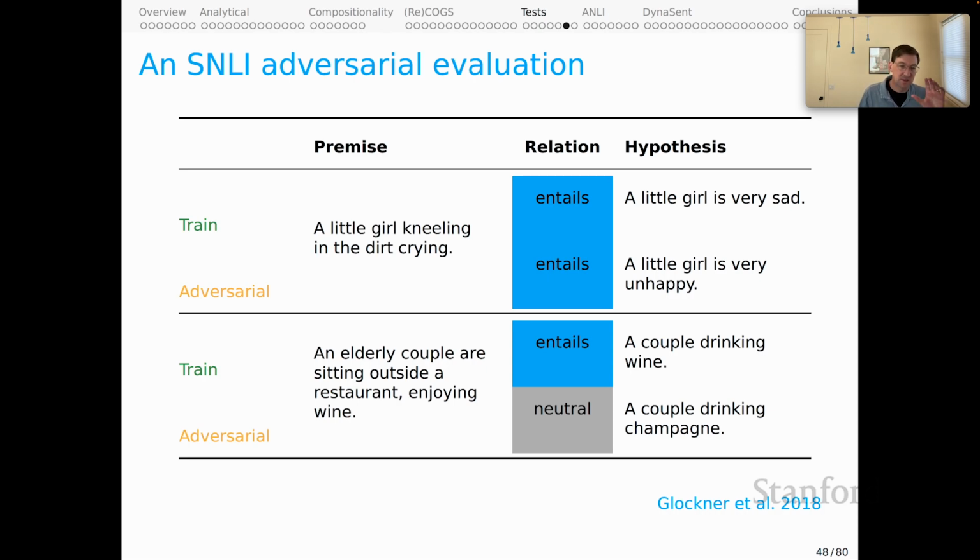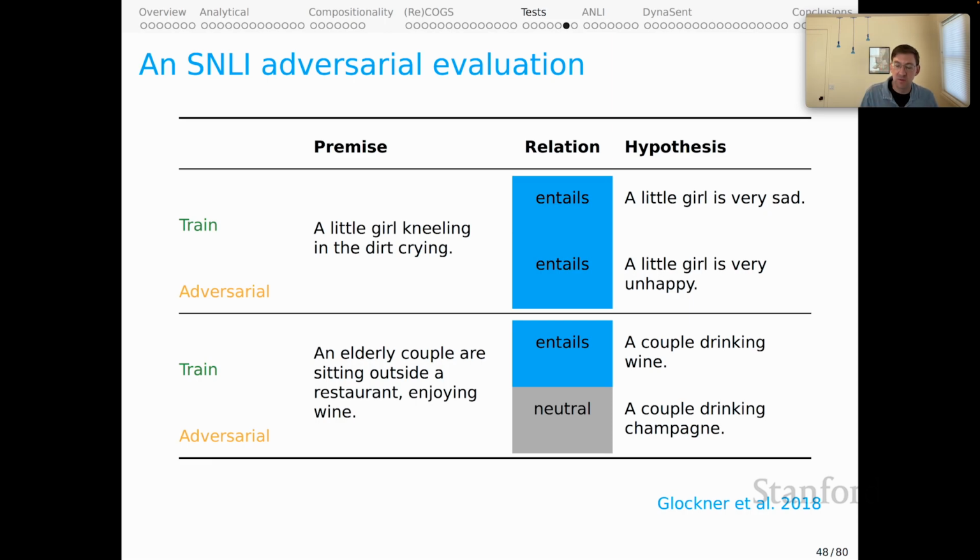The second example is sort of similar. The premise is an elderly couple are sitting outside a restaurant enjoying wine. The original SNLI case is a couple drinking wine, and that had the entailment label. For Breaking NLI, they switched wine to champagne. Now we have two terms that are kind of siblings in the conceptual hierarchy. They're disjoint from each other, but they're very semantically related.